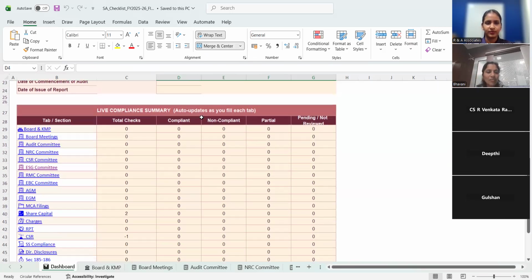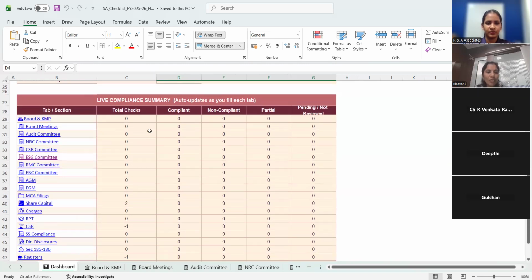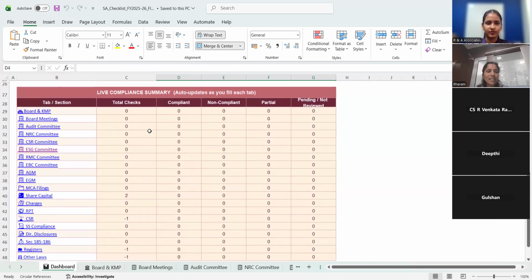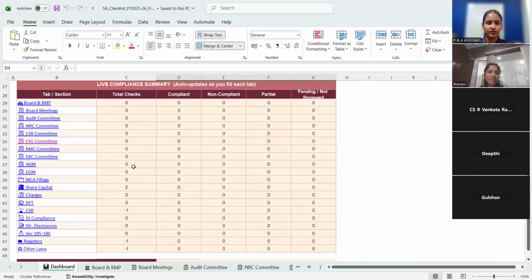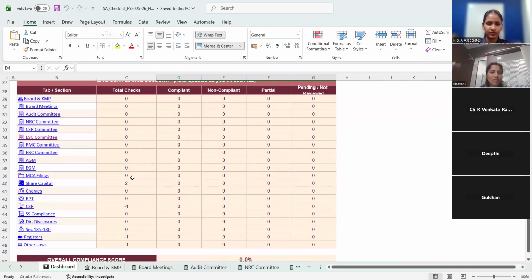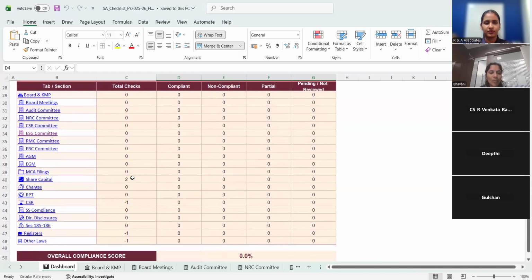So these are the things which are applicable in a company: board meetings, audit committee, NRC, CSR, ESG, AGM, EGM, and MCA filings also. Share capital, which is crucial to the company, charges. These are sample things which we have done, and we can just click one sheet and then see. Meetings, let us take it, Manisha. Board meetings, let us go.